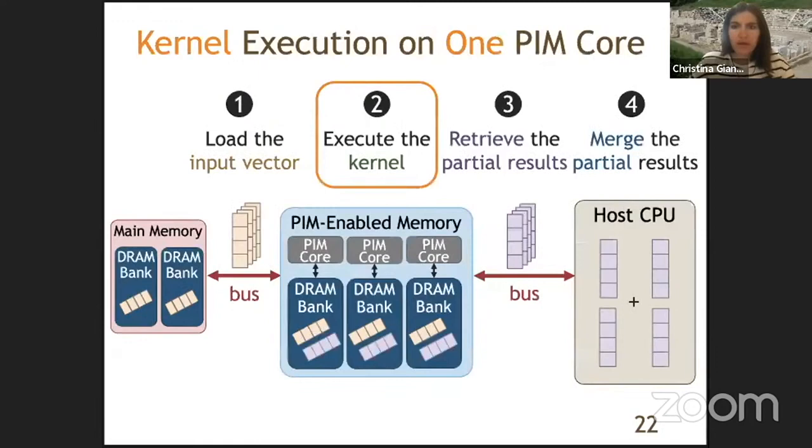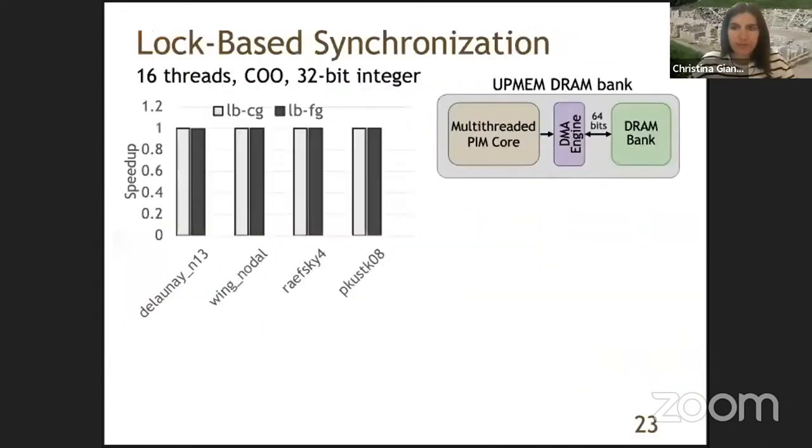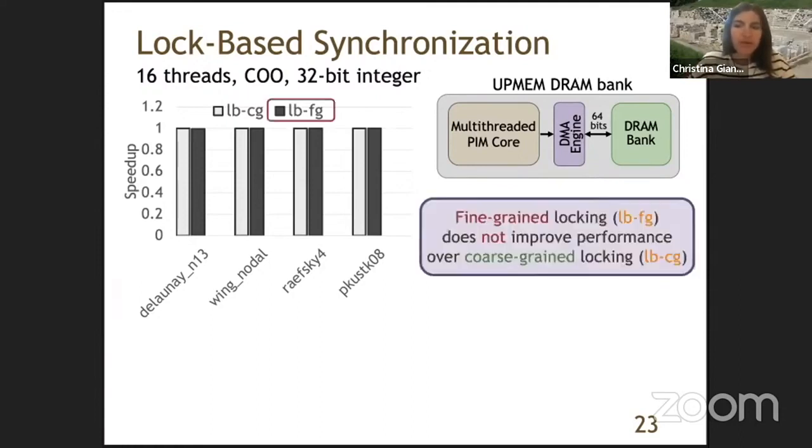So we first examine the kernel time only of the SpMV execution using only one single PIM core. In this experiment, we compare the performance of the fine-grained locking scheme over the coarse-grained locking scheme using multiple threads on a single PIM core. We use 16 threads on a single PIM core. And what we observe is that the fine-grained locking approach does not improve performance over the coarse-grained locking approach.